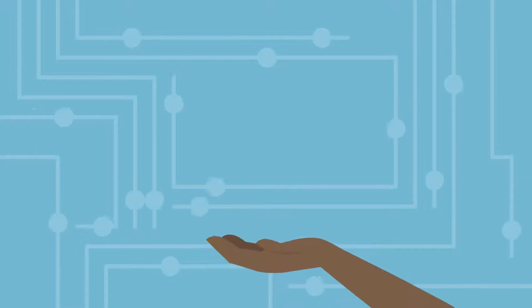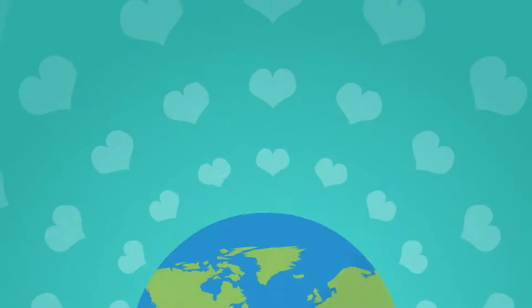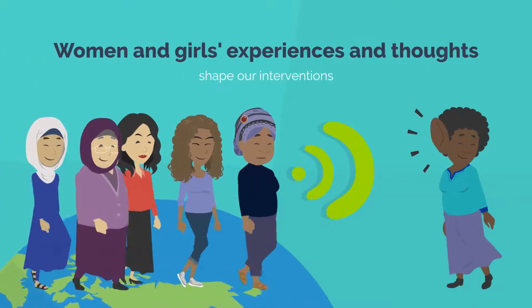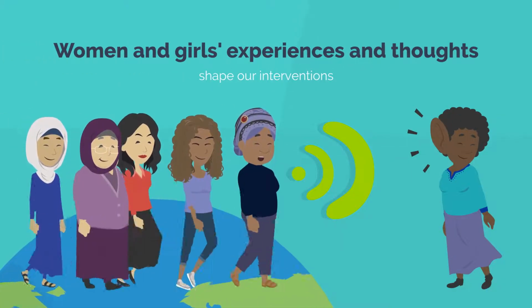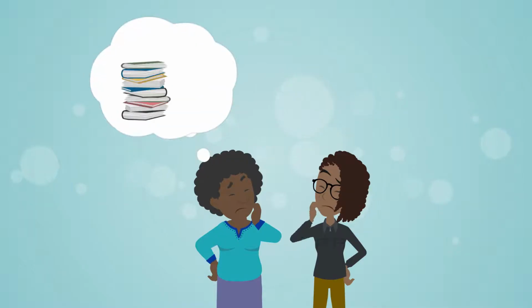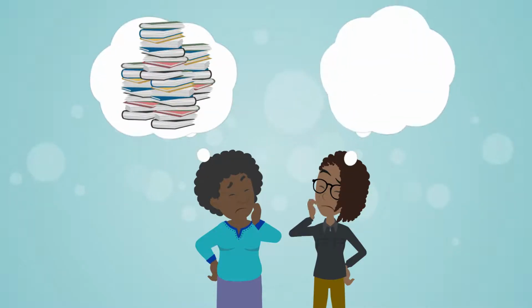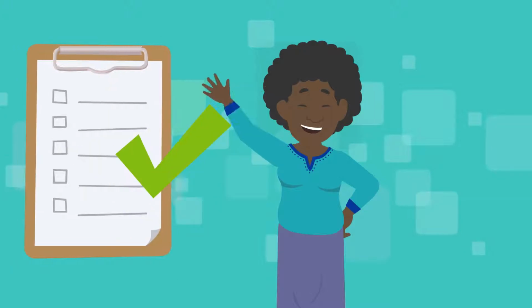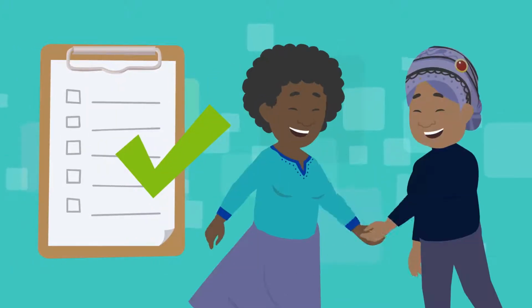If programming is designed to be survivor-centered, it must be accountable to women and girls. Their experiences and thoughts on the GBV case management process shape our interventions. One way to gather this information and to identify areas for improvement in your program is to implement client feedback surveys. These are an essential way for you and your organization to know how survivors experienced your service.